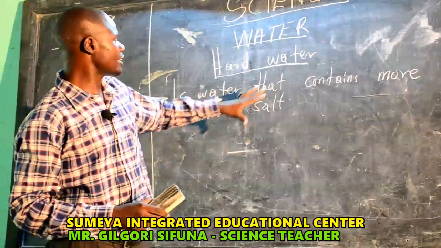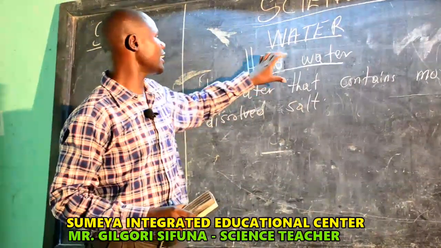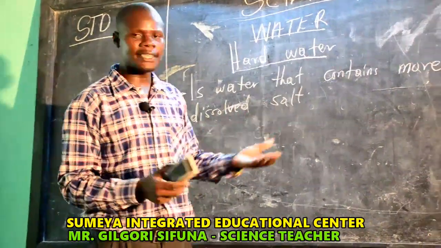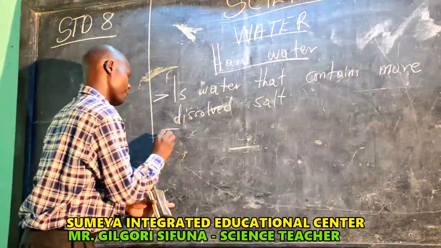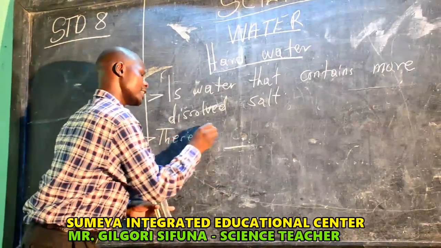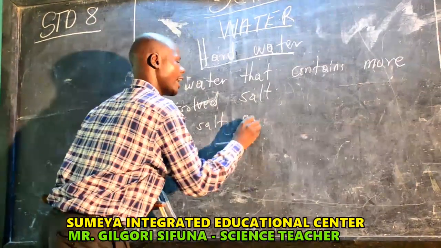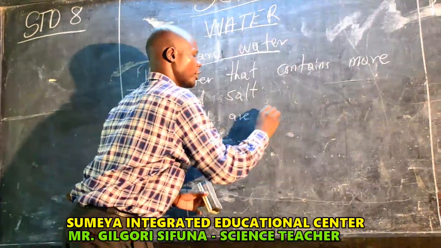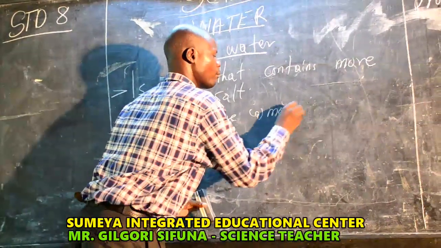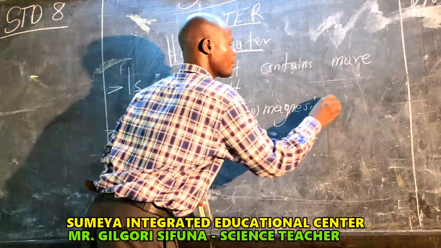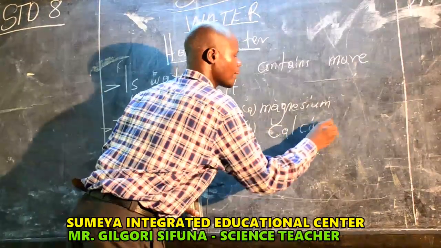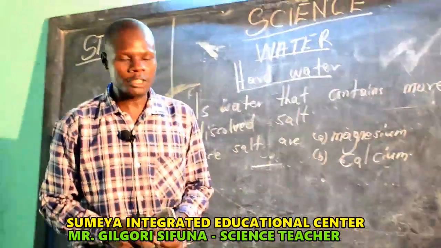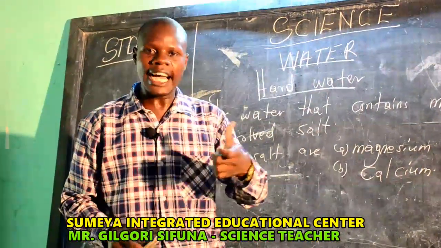Water that contains more dissolved salt is said to be hard water. And which are these salts we are talking about? These salts are magnesium and calcium. These are the salts that dissolve in water to make it hard water.